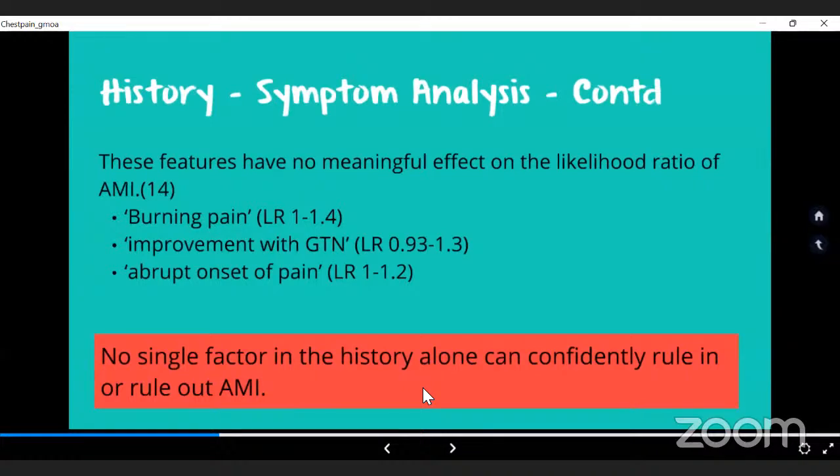At the same time, burning pain, you say, yeah, it's like gastritis pain, yeah, burning pain. GTN improved it, now I can be sure this should be an MI. And an abrupt onset of pain. So those features actually have no, according to the evidence, there's no actual evidence to say these have a meaningful effect on the likelihood of acute myocardial infarction. So stick to the textbook explanation of chest pain, but always keep in mind history alone you can't rule in or rule out, and there are lots of atypical pains as well.